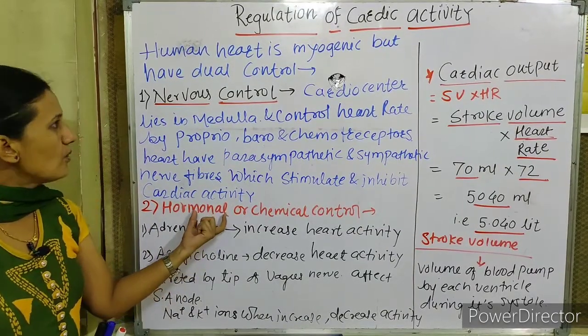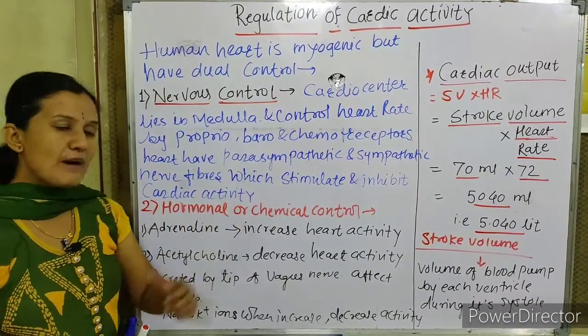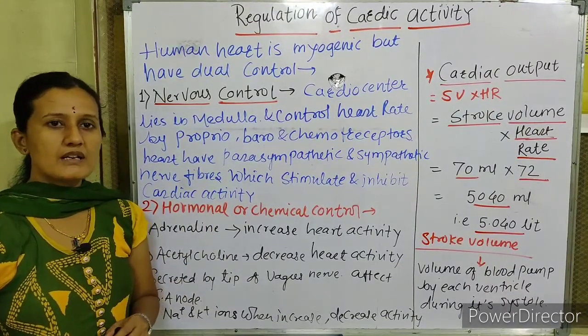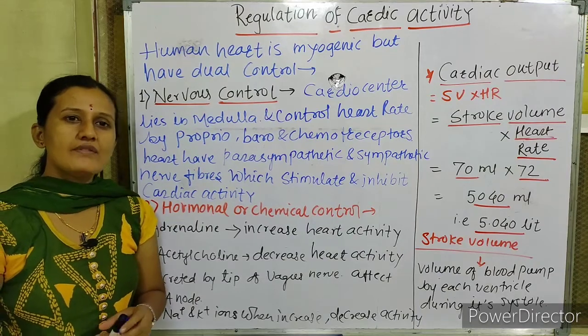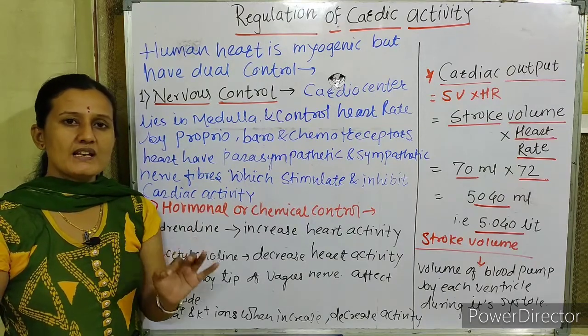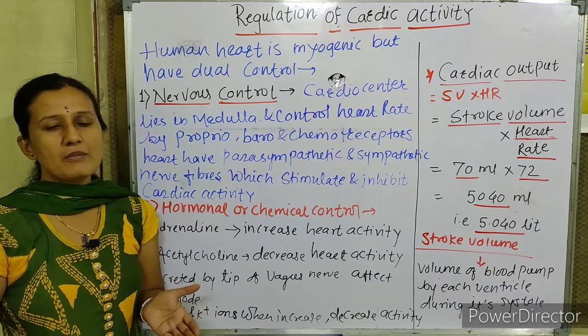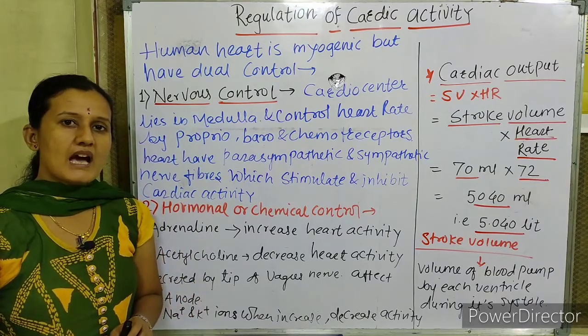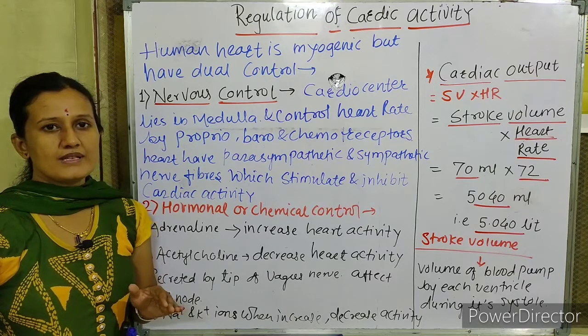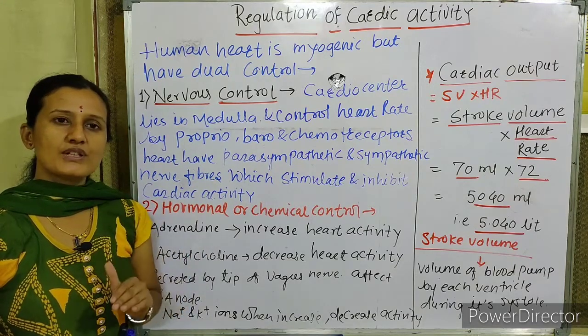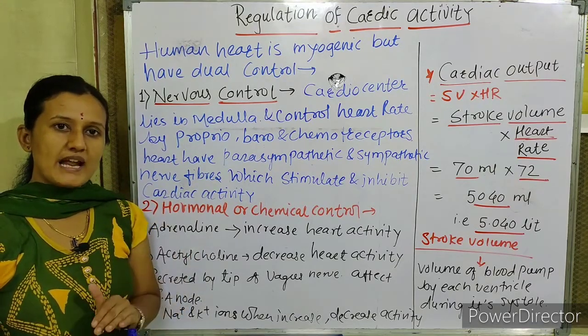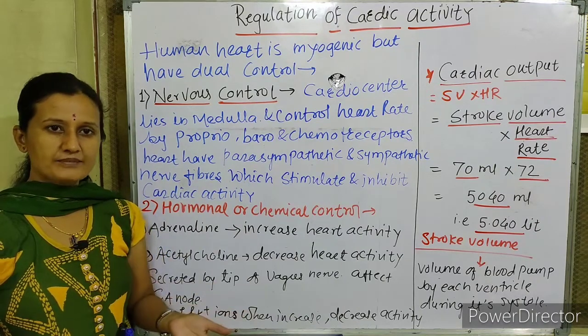Then how cardiac activity is controlled by a hormonal or chemical control. We have specialized types of cells, tissues or organs in the body. They secrete something for the metabolism of our body and they are called glands. Some glands have ducts to transport their secretion. They are called exocrine glands, whose secretions are enzymes.